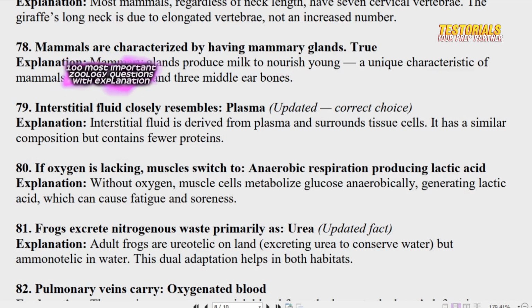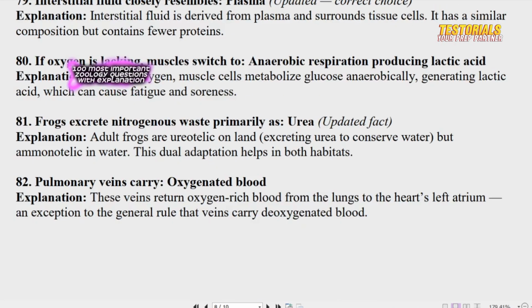Explanation: Interstitial fluid is derived from plasma and surrounds tissue cells. It has a similar composition, but contains fewer proteins. 80. If oxygen is lacking, muscles switch to anaerobic respiration producing lactic acid. Explanation: Without oxygen, muscle cells metabolize glucose anaerobically, generating lactic acid, which can cause fatigue and soreness.